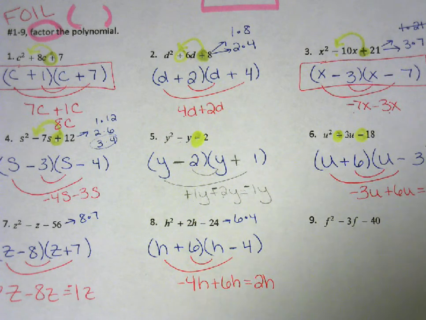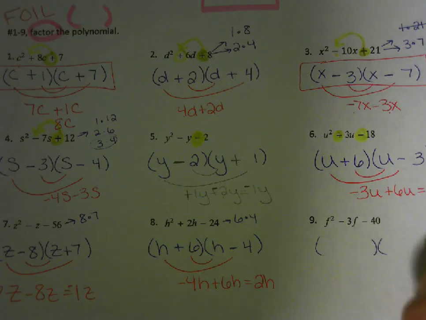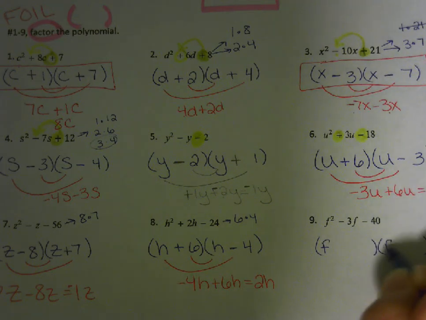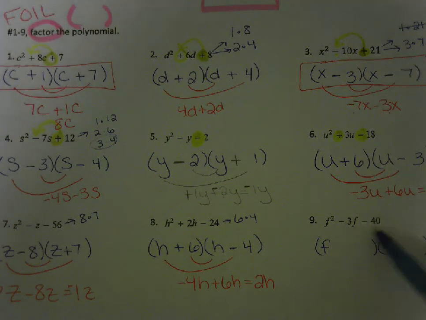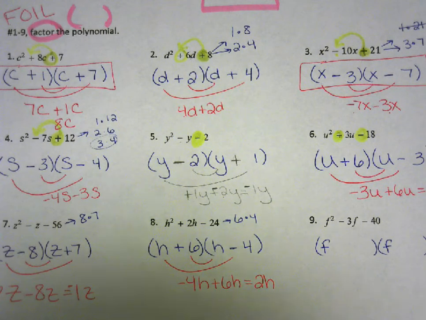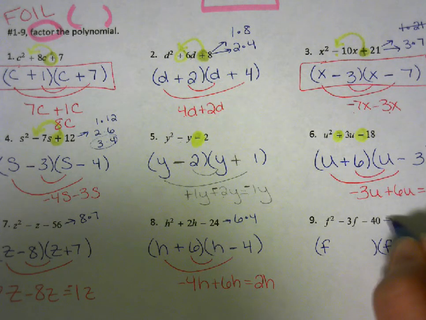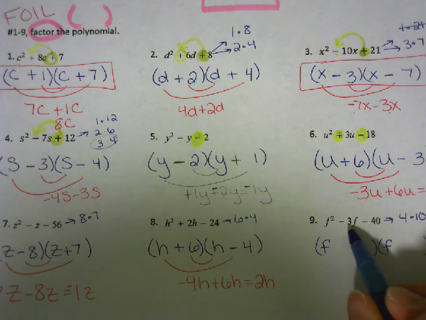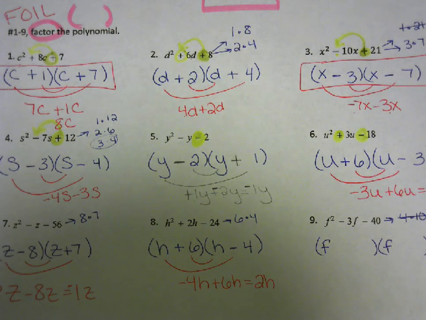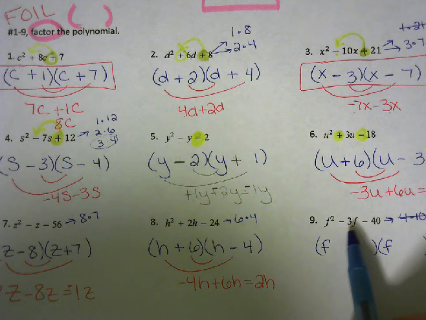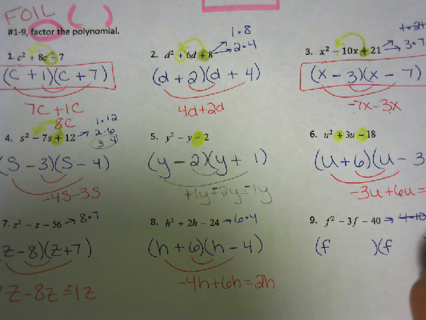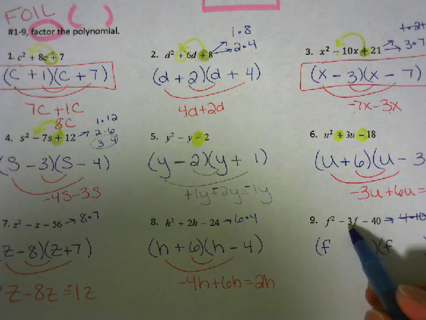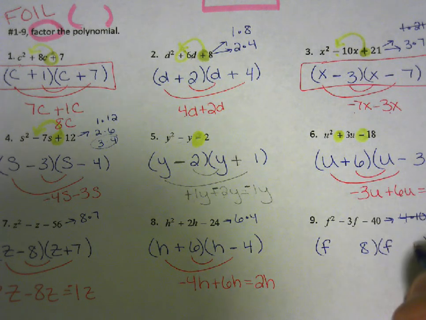All right, last one here. F and F. Notice when these numbers get bigger, there's more combinations that multiply to get them. Like for instance, I know this is 4 times 10, but 10 minus 4 doesn't get me here. So I have to pick the combination that's going to combine to get this 3. So I know it must be 8 times 5, because if I go 8 minus 5, I'll get the 3. So this is going to be an 8 and a 5.